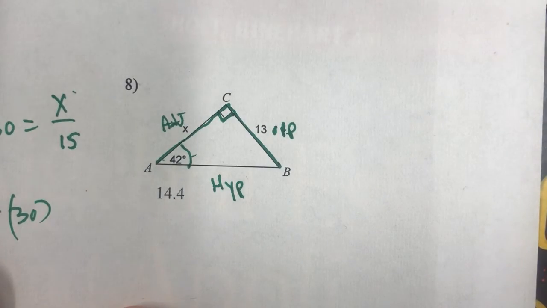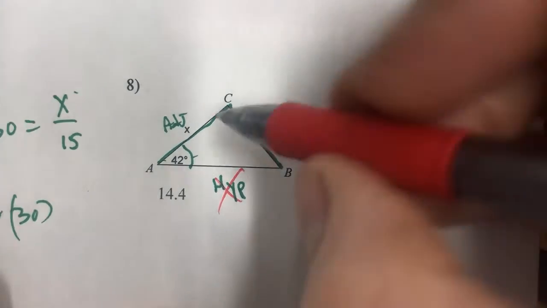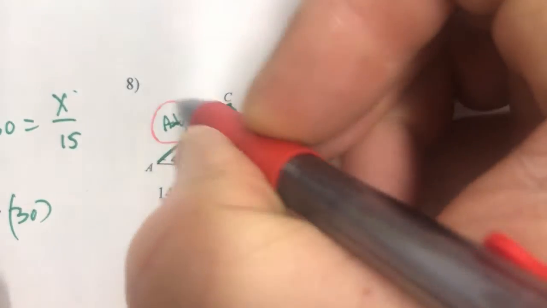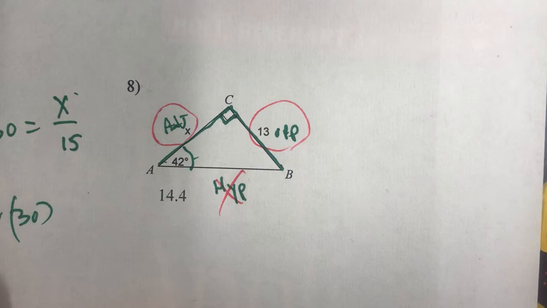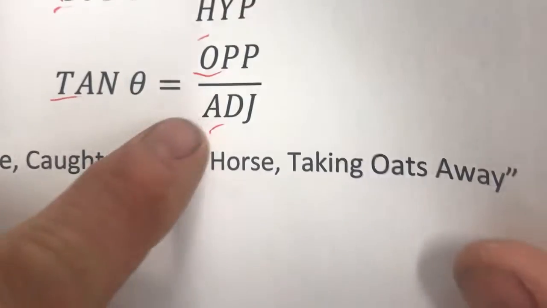Now, which one do we not care about here? Well, this time it's the hypotenuse. We don't care about the hypotenuse. We care about this because there's a 13. We care about that because there's an X. So this is opposite and adjacent, which again is tangent.